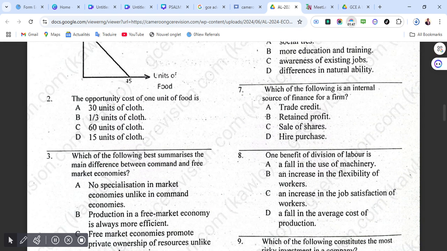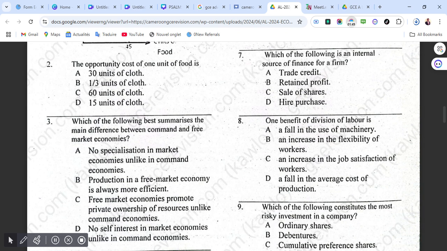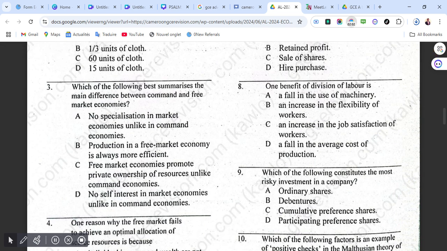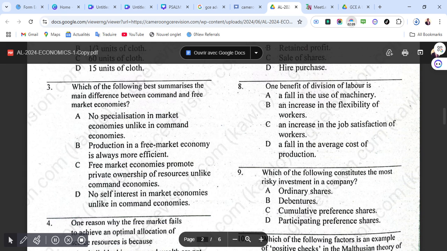Now let's go to the next one, which is: which of the following best summarizes the main difference between command and free market economics. The correct answer for this is C. Free market economics promotes private ownership of resources, unlike command economics.